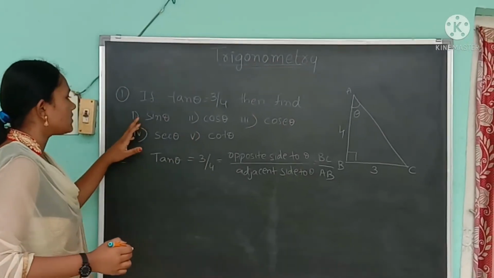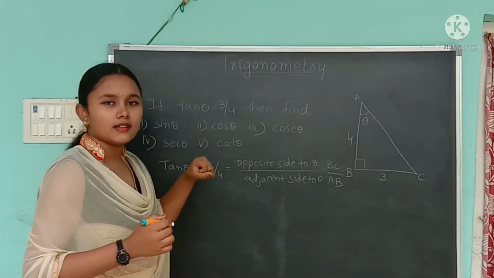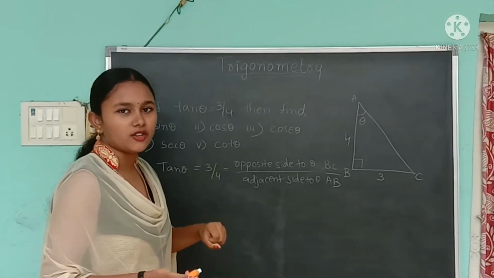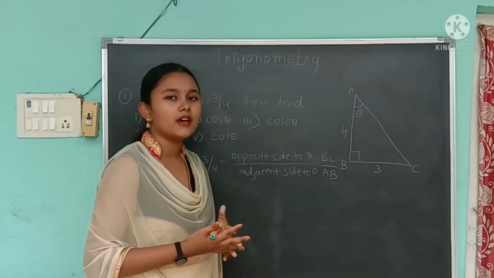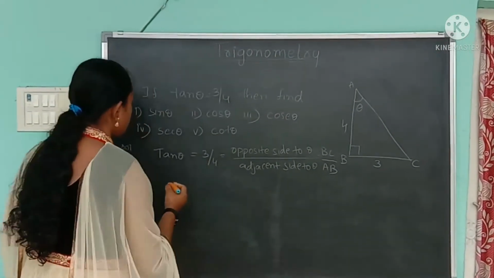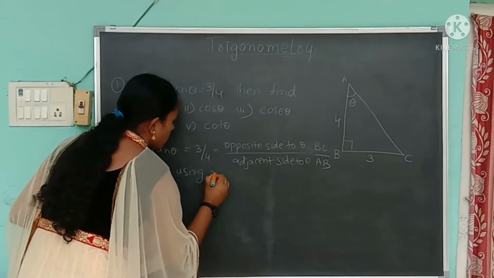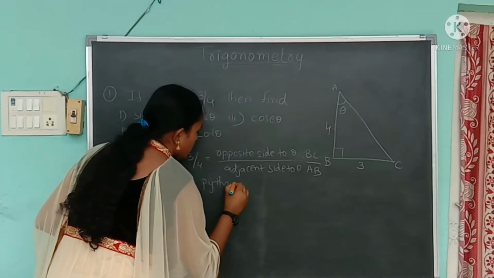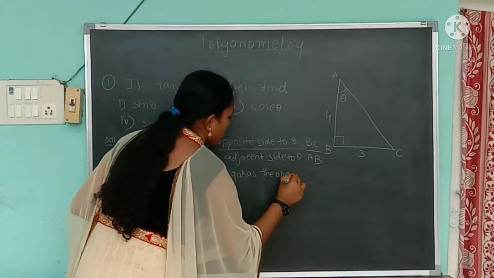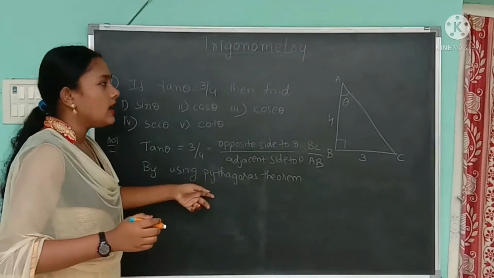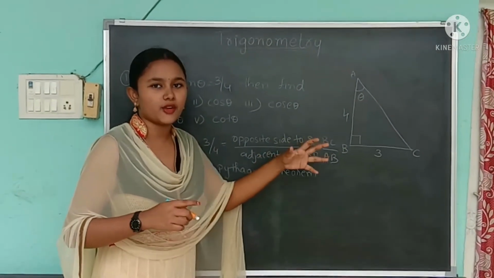So here they asked to find sin theta. In sin theta, cos theta, and all of these, we need the hypotenuse. Here they didn't give the value of the hypotenuse, so how can we find it? By using the Pythagoras theorem. What is the Pythagoras theorem? The square of the length of the hypotenuse is equal to the sum of the squares of the other two sides.